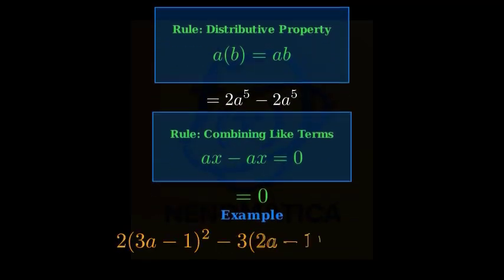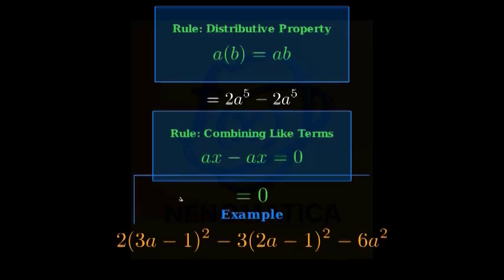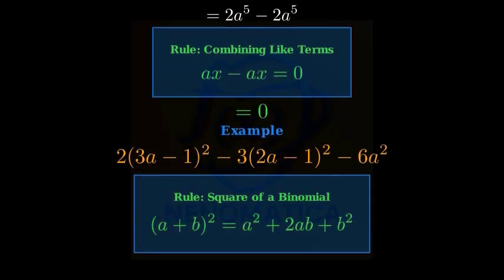We want to simplify the expression 2 times the quantity 3a minus 1 squared, minus 3 times the quantity 2a minus 1 squared, minus 6a squared. Let's expand the expressions with the squared terms first. We'll use the formula for the square of a binomial.